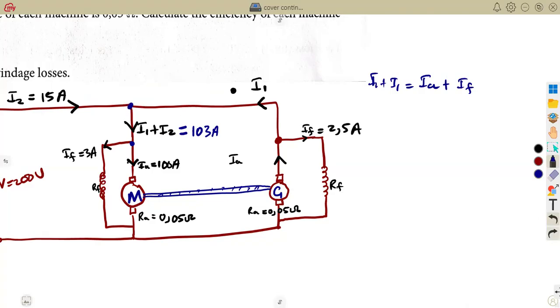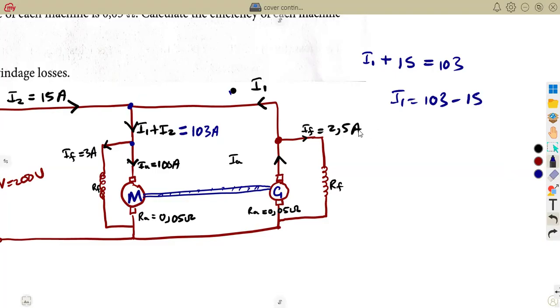So it's just like an equation, guys. Remember your mathematical skills. Both these two are flowing towards the junction, so it's I1 plus 15, which is supposed to give us this 103. So what is I1? I1 is simply going to be 103 minus 15, which is 88. So we managed to calculate this one. That is 88 amps. Let's move on to another part.